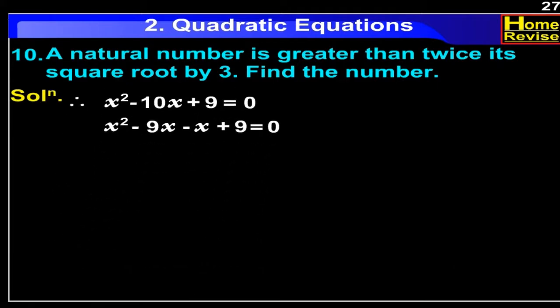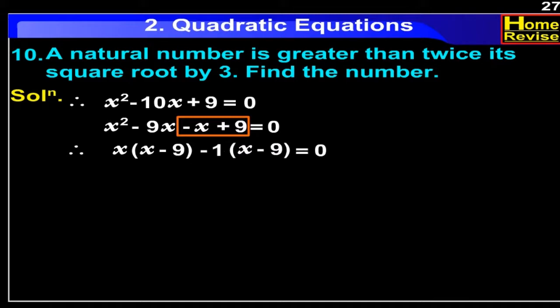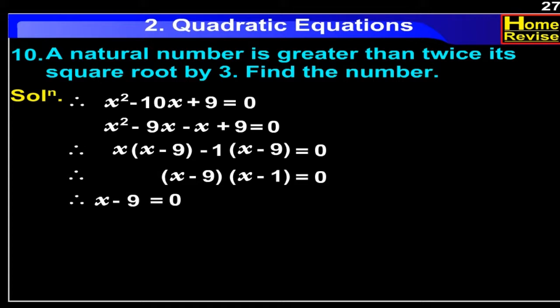Taking out x common from the first two terms, we have x(x minus 9). And taking out minus 1 common from the next two terms, we have minus 1(x minus 9) is equal to 0. Therefore, (x minus 9) into (x minus 1) is equal to 0. Therefore, x minus 9 is equal to 0 or x minus 1 is equal to 0. Therefore, x is equal to 9 or x is equal to 1.